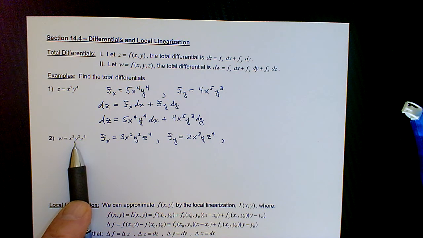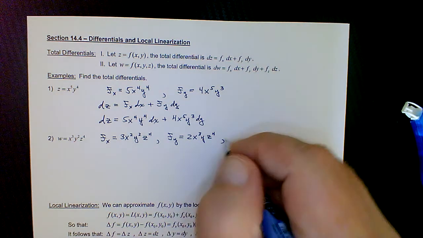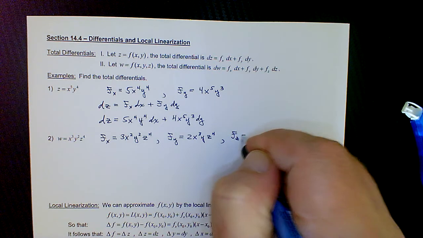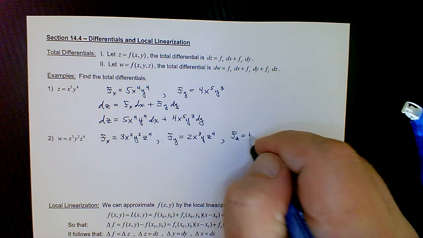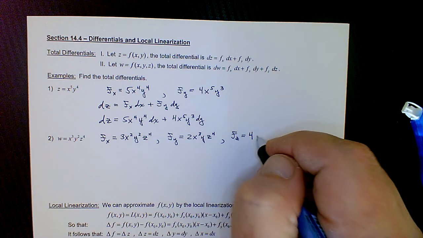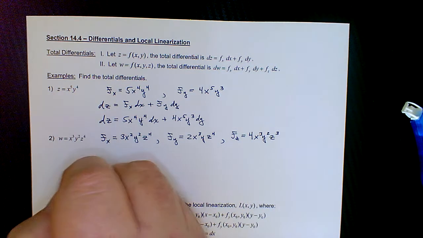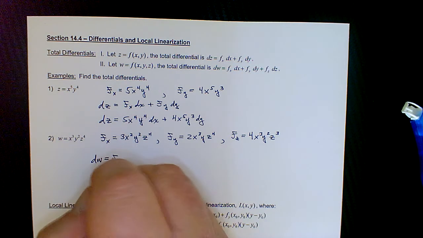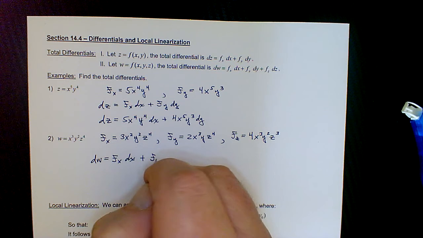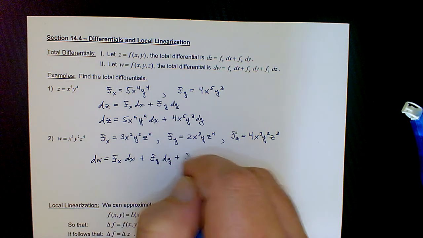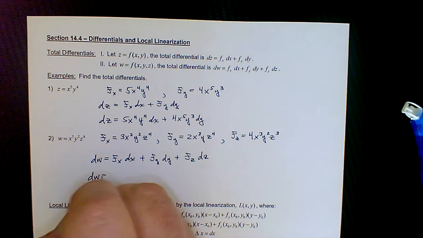For f sub y, x and z are now constant, differentiating y squared, we get 2y. And then tag along the x and the z factors: 2x cubed, y, z to the fourth. And similarly, partial with respect to z. X and y are now constants, derivative of z to the fourth, 4z cubed. So 4, tag along the x cubed, y squared, and z cubed. And then if you want to write down the definition again for the differential, there it is, and just substitute.